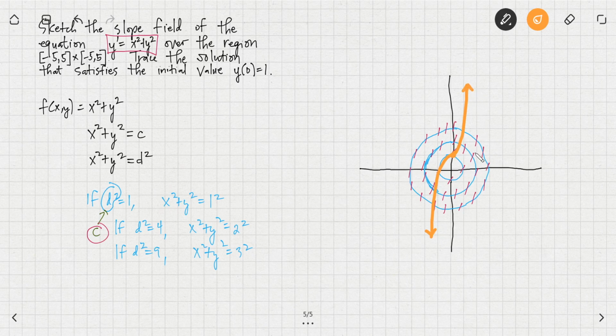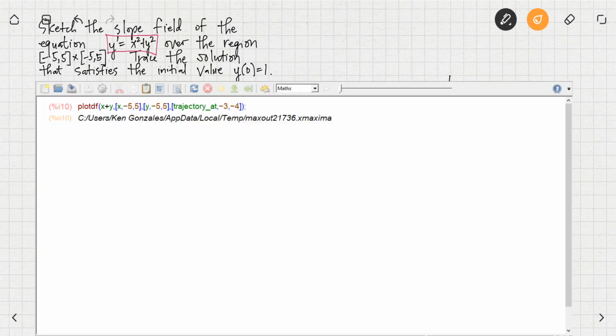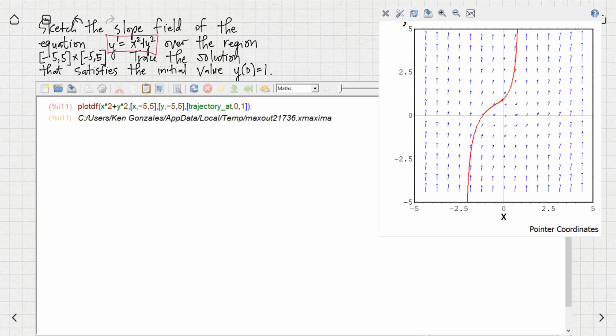There. Let us verify this using maxima. Hopefully, hindi naman siya masyadong malayo. Let me make maxima visible. Ayan. And all I need to do is to edit the code here. So plot df, our function is x squared plus y squared. And then when x is equal to 0, y is equal to 1. There.